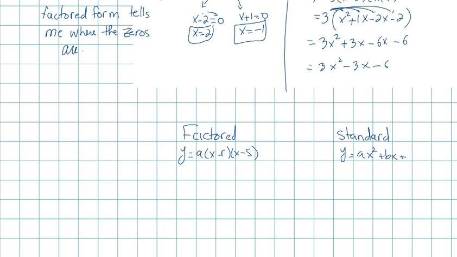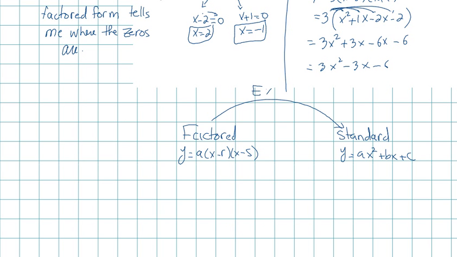What can I find from the factored form? The zeros. So, from the factored form, I can find the zeros. What can I find from the standard form? Y-intercept. Okay? If I want to go from factored to standard, what do I do? Expand. Which is the same thing as FOILing.